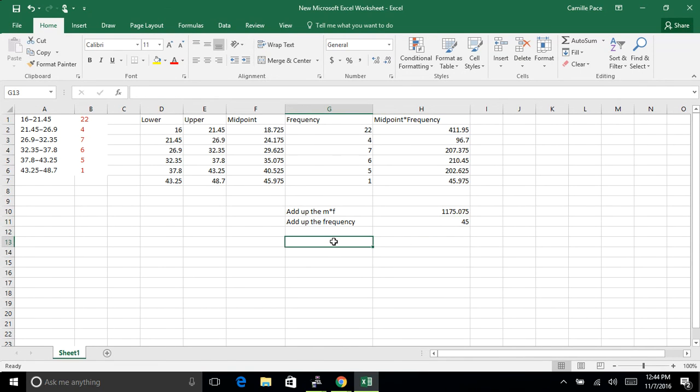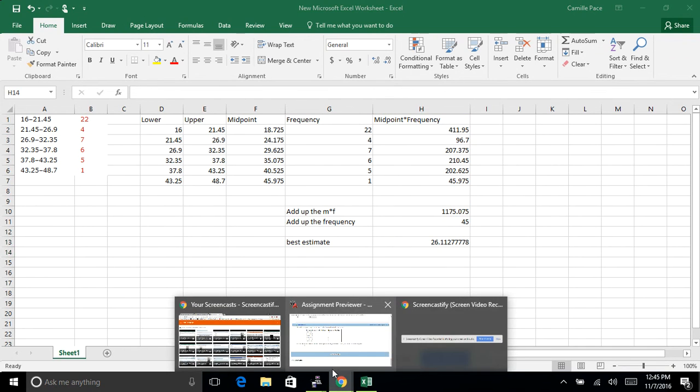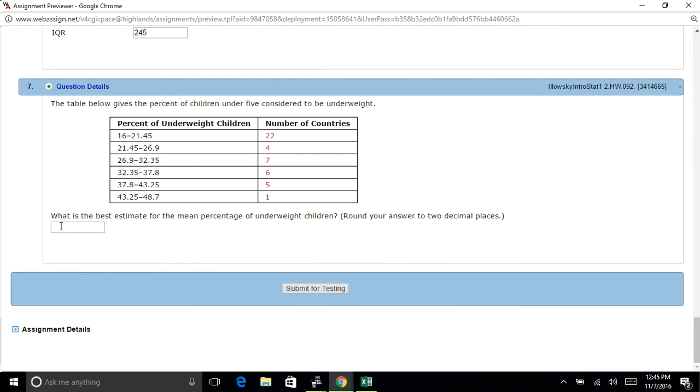So to get my best estimate, I'm going to do equals the sum of all the midpoints times the frequencies, divided by the sum of the frequencies, okay? And if I do that, I get 26.11. So answering the question, what's the best estimate? It's 26.11. That's how you do those problems when it's asking for the best estimate. Again, it's not a weighted mean problem, it's a best estimate problem. Okay, I hope this helped. Thanks.